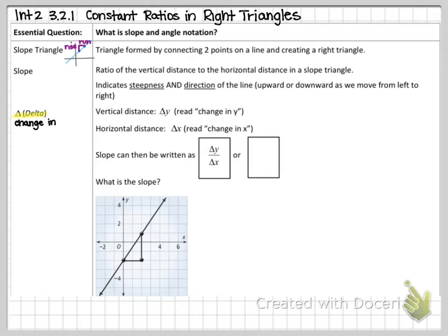Slope can be written a whole bunch of different ways. So we've got delta y over delta x. You can also refer to this as rise over run. And then you might actually remember the formula as well, which is the difference in y's, that's the change in y's, over the difference in x's. It's also the change in x's. We also call this m.